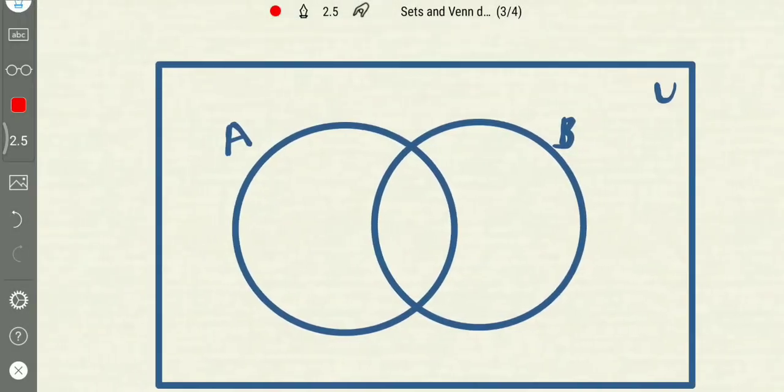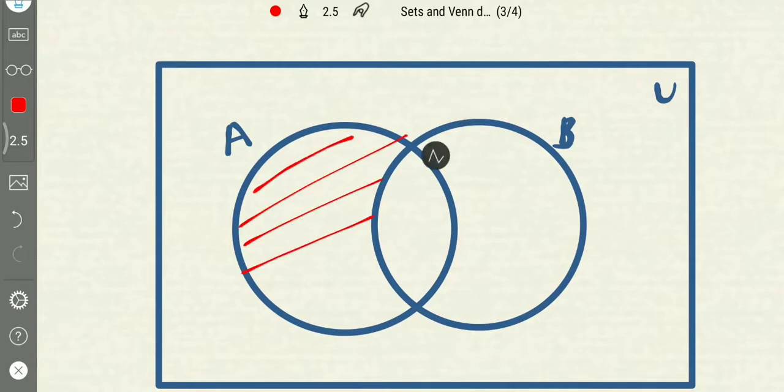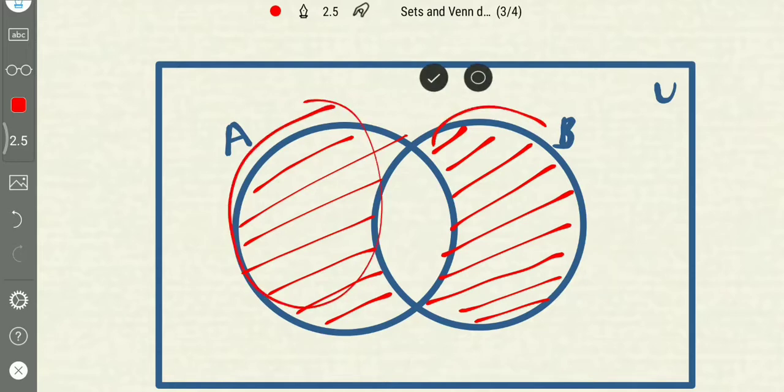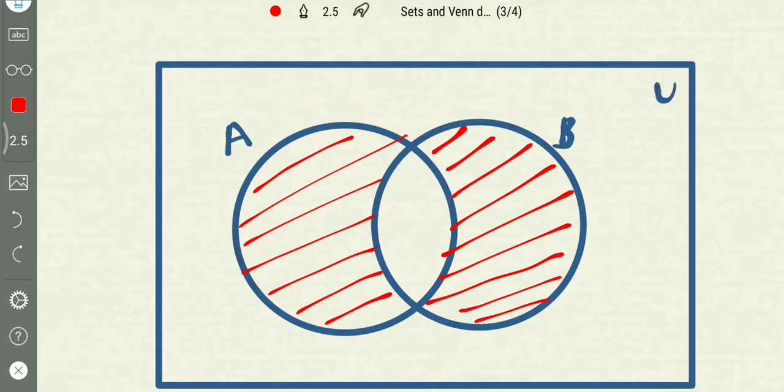What is symmetric difference? A minus B. What is A minus B? This is A minus B, only A. And what is B minus A? This is B minus A, only B. All the elements of A minus B and B minus A together are said to be symmetric difference.